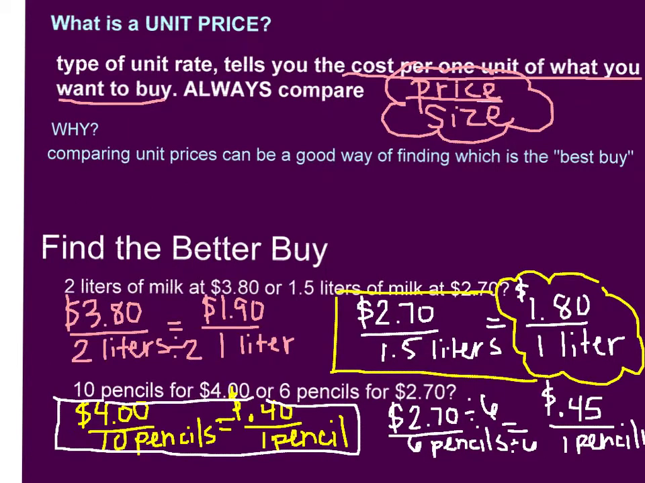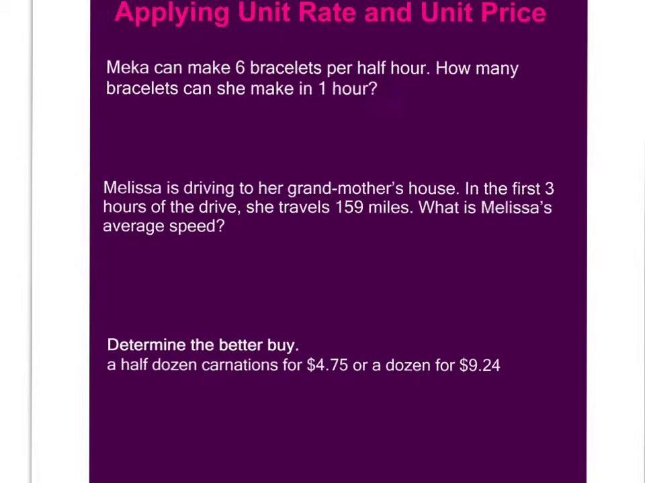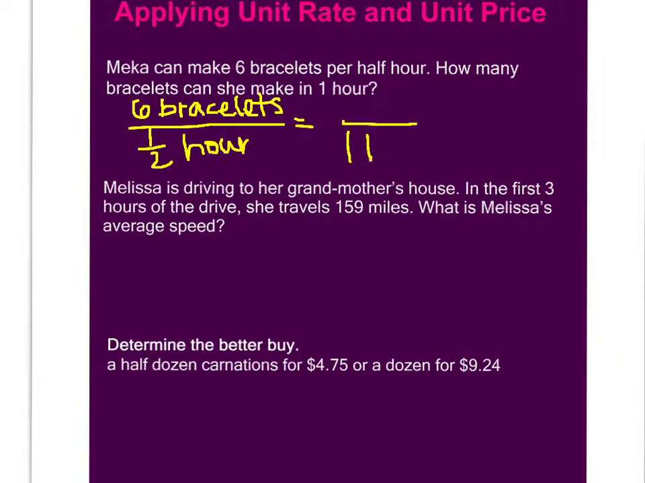All right, let's keep practicing. Here are our final examples, just some word problems applying unit rate and unit price. The first one says, Mika can make 6 bracelets per half hour. How many bracelets can she make in 1 hour? Our first job is to set up the rate. So we know that she can make 6 bracelets in a half hour. And it's asking us now to find how many she can make in 1 hour.